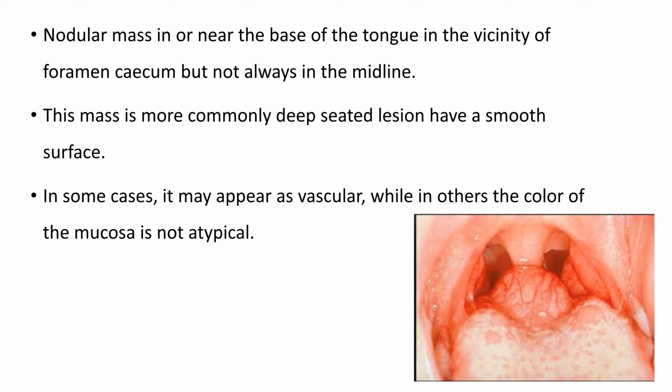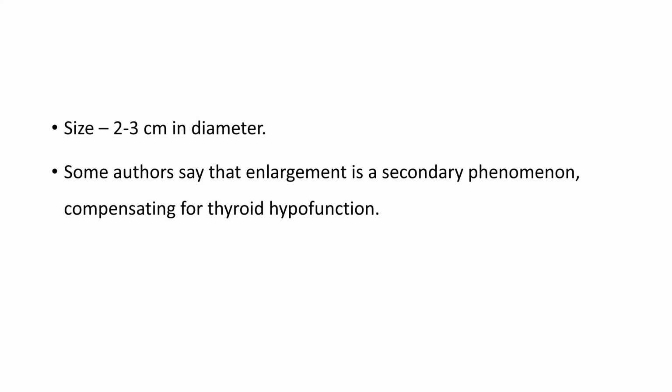This is a picture of a nodular mass of the posterior dorsal midline of the tongue in a 4-year-old girl. The size of the lesion is 2 to 3 cm in diameter. The chief symptoms may vary, but the presenting complaint is dysphagia, dysphonia, dyspnea, hemorrhage with pain, or a feeling of tightness or fullness in the throat. Many authors state that lingual thyroid enlargement is a secondary phenomenon compensating for thyroid hypofunction.